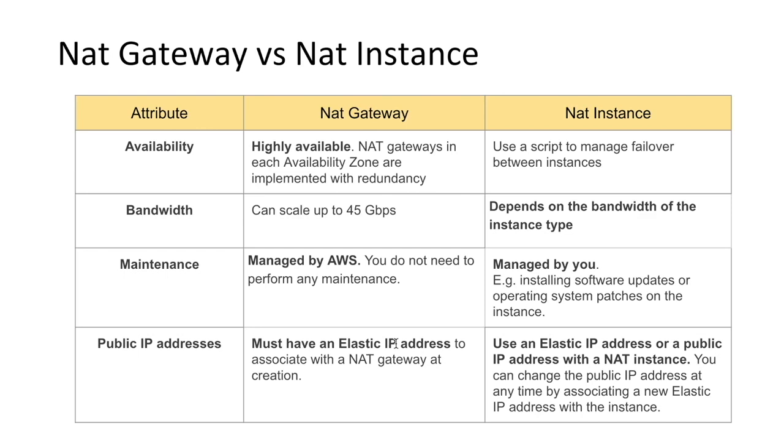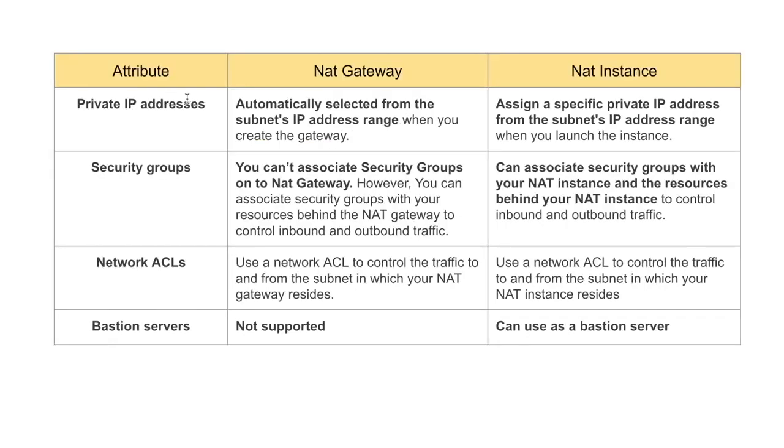And another thing is once you have assigned an elastic IP address and created the NAT gateway, you cannot disassociate that elastic IP address. Whereas in NAT instance, you can have either an elastic IP address or public IP addresses. And also you can change, for example, let's say you assign a public IP address at creation of the NAT instance and later on you can change it to an elastic IP address as well. Private IP addresses, so both will select the private addresses from within the subnet's IP address range.